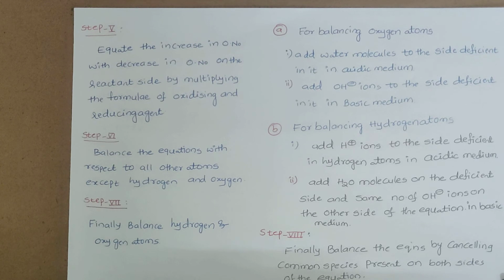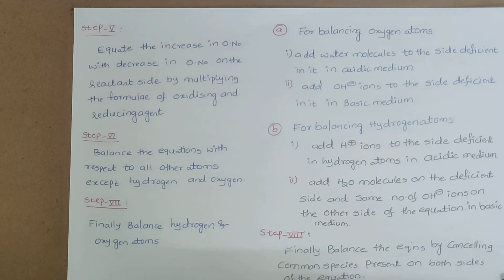After balancing the other atoms, you can balance the oxygen atoms. Balancing the oxygen atoms in acidic medium is different from basic medium. In acidic medium, add water molecules to the deficient side. How many can you add? The deficient number. In basic medium, add OH minus ions to the deficient side.